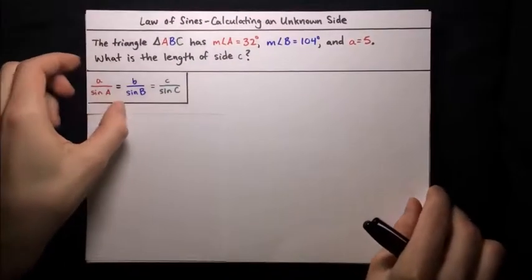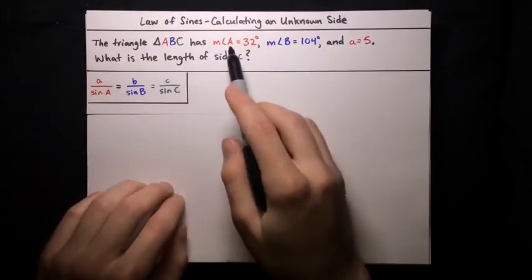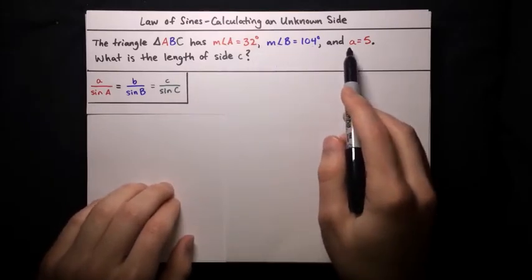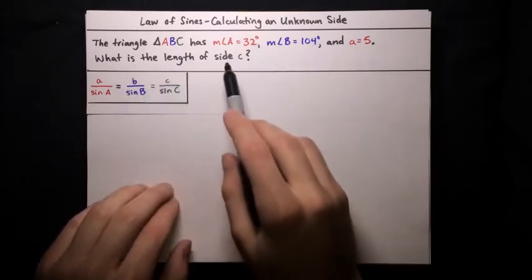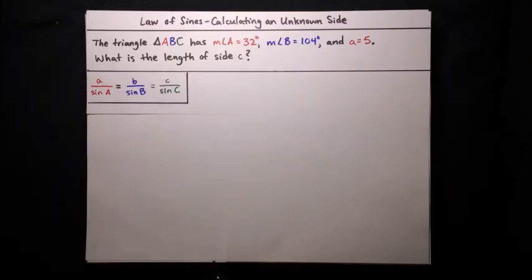Here's another problem. The triangle ABC has measure of angle A equals 32 degrees, measure of angle B equals 104 degrees, and side A equals 5. We want to find the length of side C. We've got our law of sines, but we don't have a drawing of the triangle, so why don't we create one?